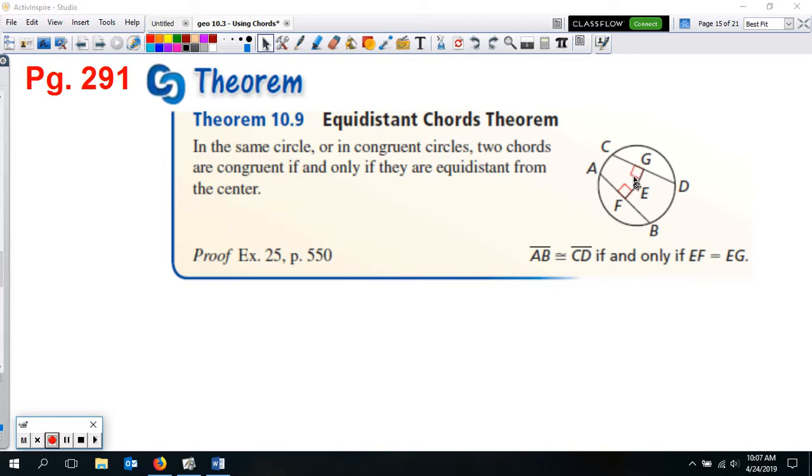So they have to be at a distance. That's why the perpendicular marks are here. Their distances have to be the same. So it has to be an equal distance from there. The distance would always be at a perpendicular when we're talking about that. So if these are equal to each other, then we know these chords are going to be equal to each other as well, congruent.